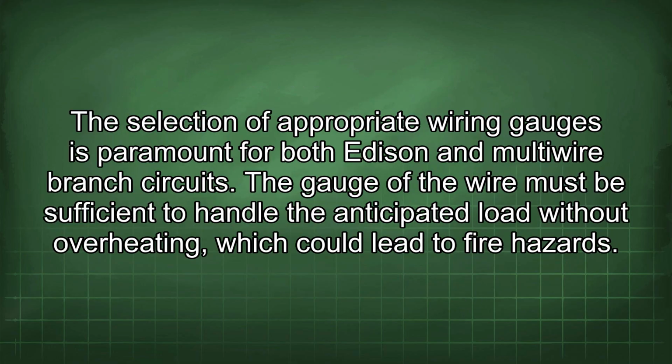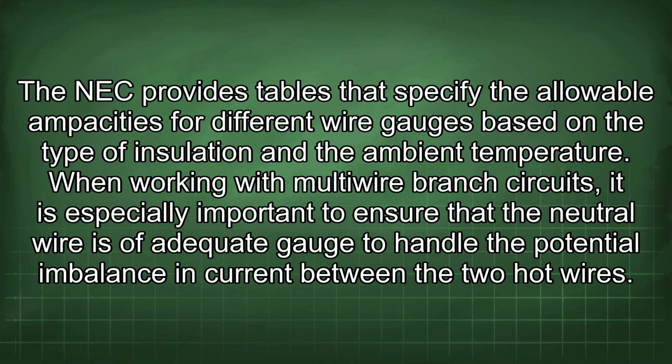The selection of appropriate wiring gauges is paramount for both Edison and multiwire branch circuits. The gauge of the wire must be sufficient to handle the anticipated load without overheating, which could lead to fire hazards. The NEC provides tables that specify the allowable ampacities for different wire gauges based on the type of insulation and the ambient temperature. When working with multiwire branch circuits, it is especially important to ensure that the neutral wire is of adequate gauge to handle the potential imbalance in current between the two hot wires.